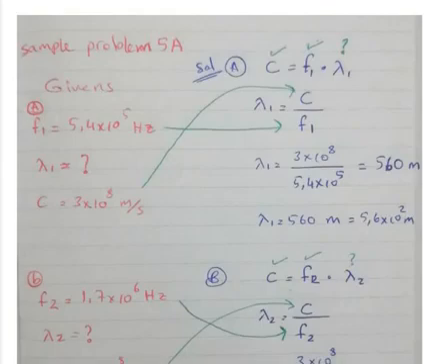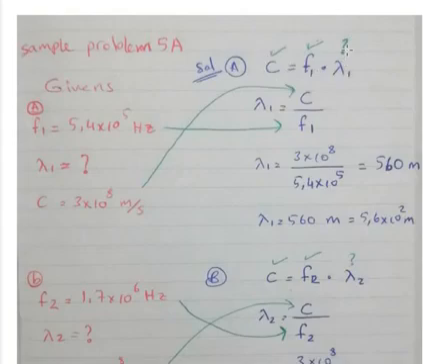So we have to find two lambdas, one for the large frequency, one for the small frequency. The givens are frequencies and the speed of light, which is constant. What's asked is lambda here. So we will start from part A to find lambda 1 for F1, the first wavelength for the first frequency.